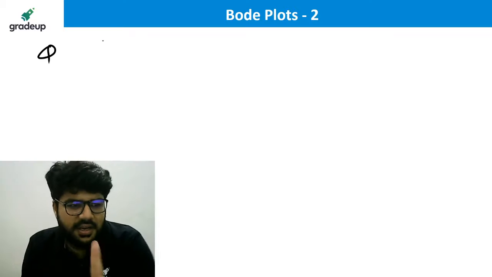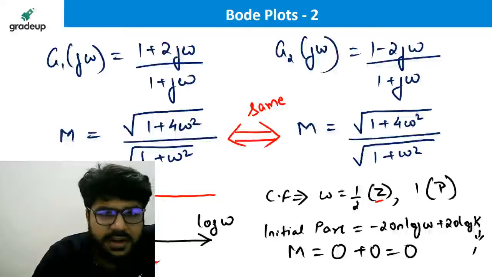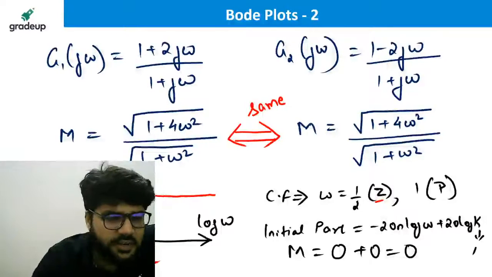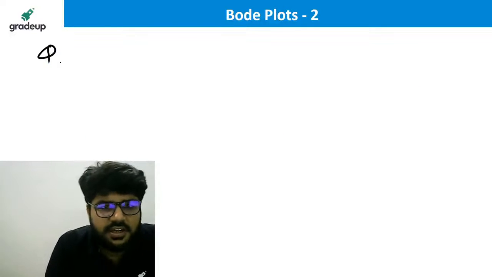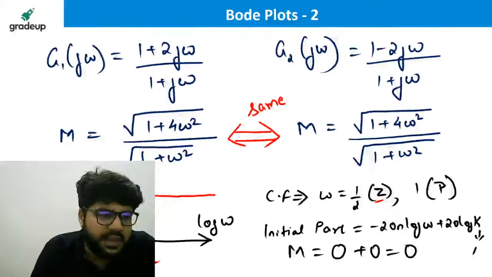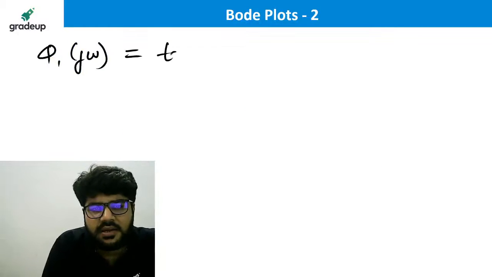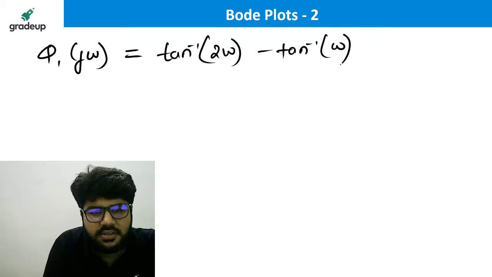Yes, the position of the 0 will matter, Zayed. That is the important point here. The position of the 0 will matter. And to explain that, let me take the phase first. What is phi 1 of j omega for the first function? Write down the phase function: in the numerator, tan inverse 2 omega, and in the denominator, tan inverse omega. So phi 1 is tan inverse 2 omega minus tan inverse omega.